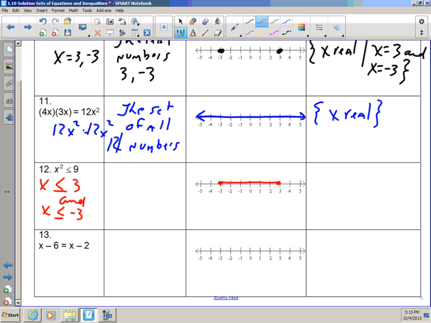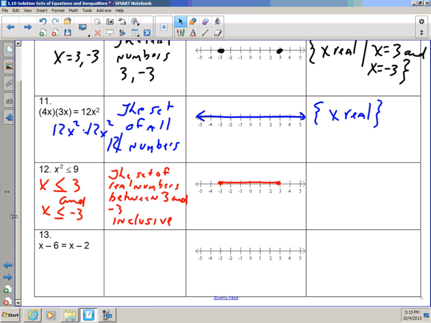So, the set of real numbers between 3 and negative 3 inclusive. What the inclusive means is that 3 and negative 3 are part of the solution set. If I didn't have the equal to underneath, so that these would be open circles, then I would say between 3 and negative 3, and that would be it.